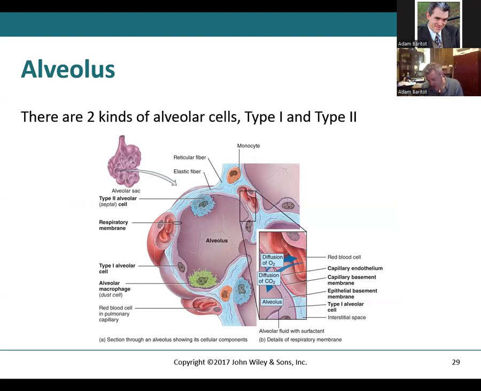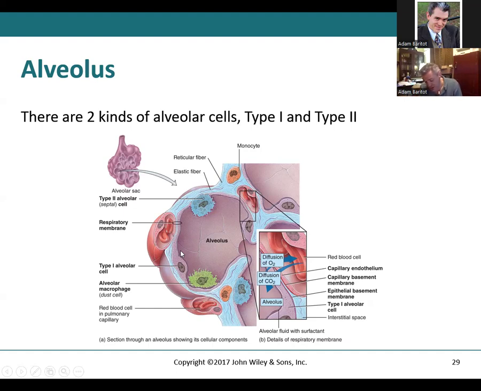A type 2 cell, called a septal cell, are fewer in number and are found between type 1 alveolar cells. The thin type 1 alveolar cells are the main sites of gas exchange. So this big old type 1 cell, this is our gaseous exchange zone.